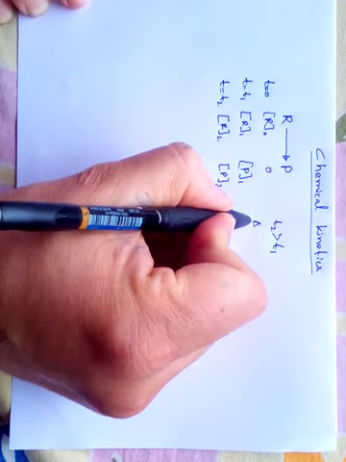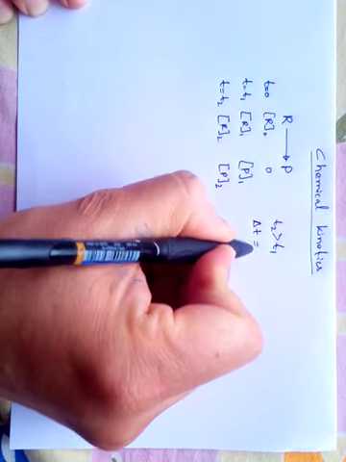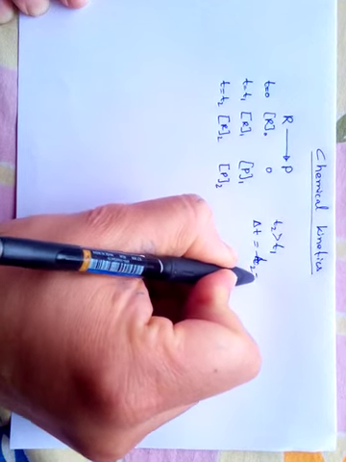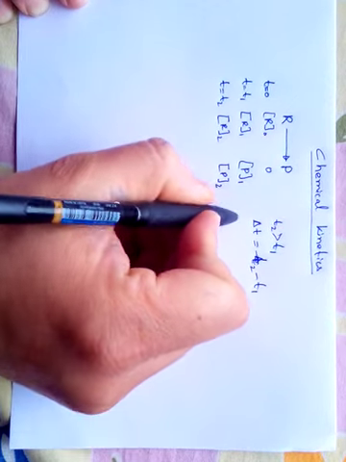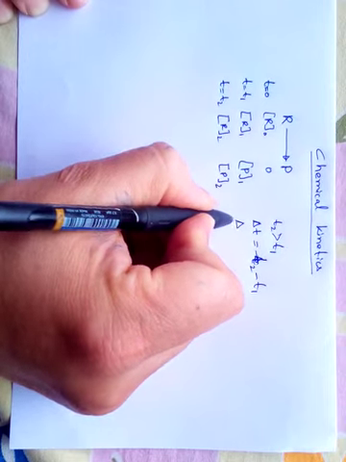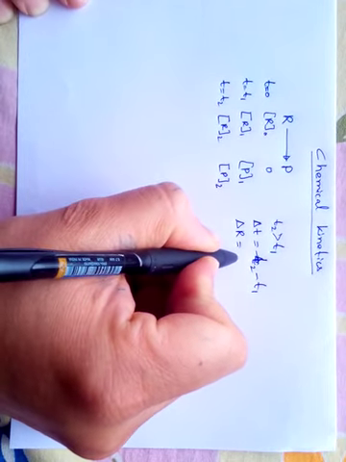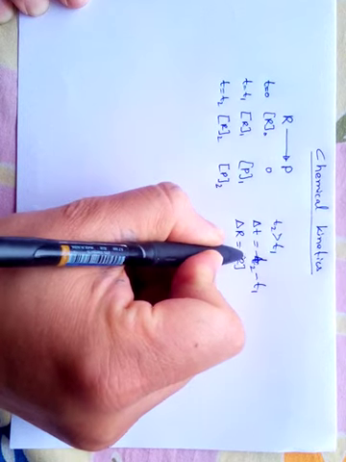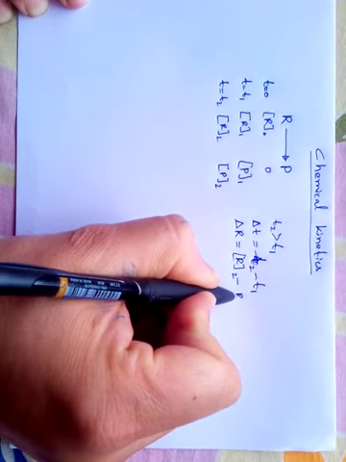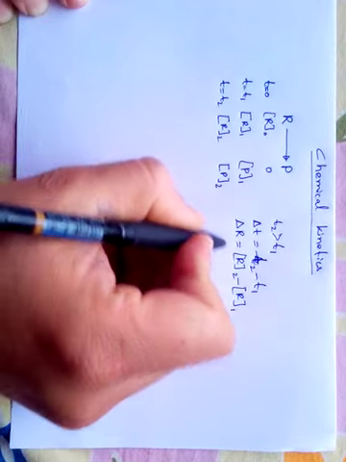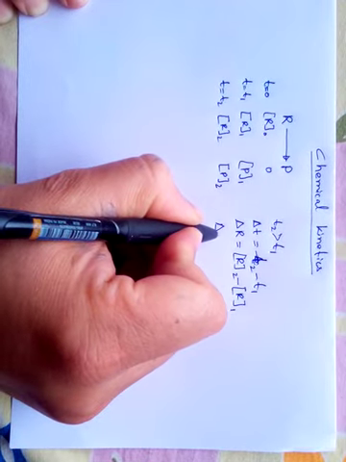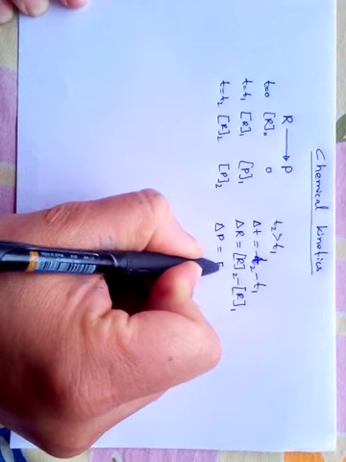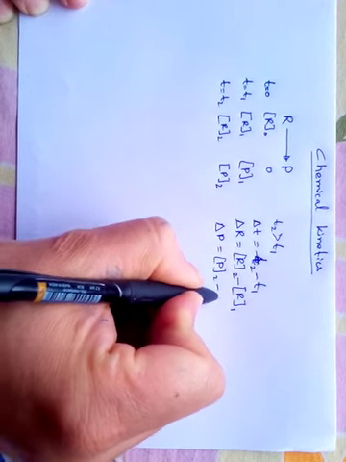What will be the change in time? Delta t equals t2 minus t1. And what will be delta R, the change in concentration of the reactant? Again it's final minus initial, so it's R2 minus R1. Similarly, the change in product equals final minus initial, P2 minus P1.